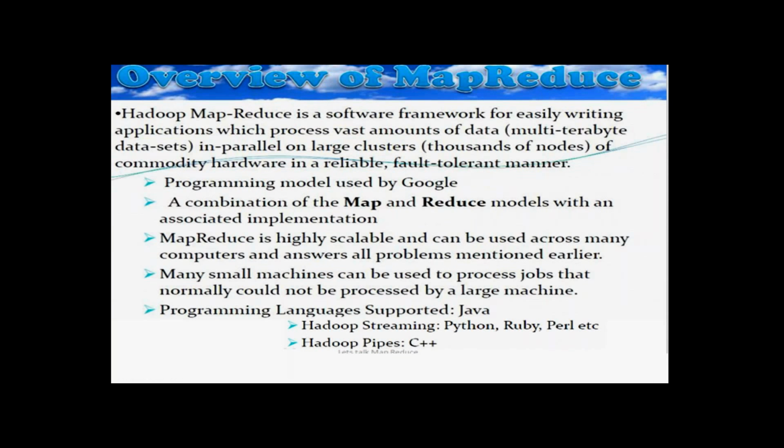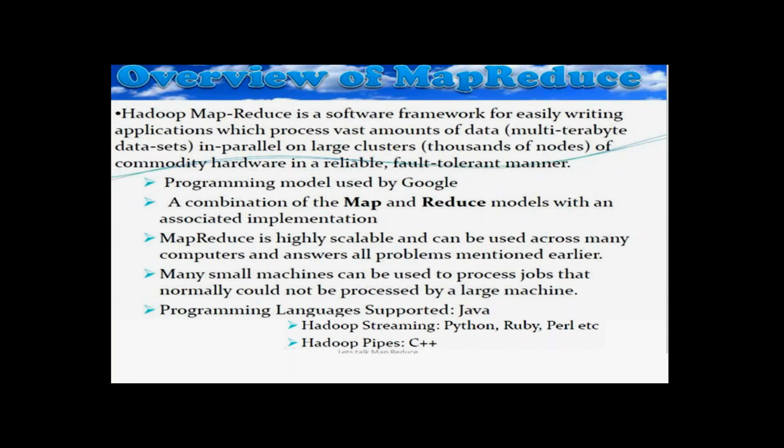Hadoop MapReduce is a software framework for easily writing applications which process vast amounts of data in parallel on large clusters. Again they are mentioning the same thing, we can process it in parallel on commodity hardware in a reliable, fault tolerant manner.